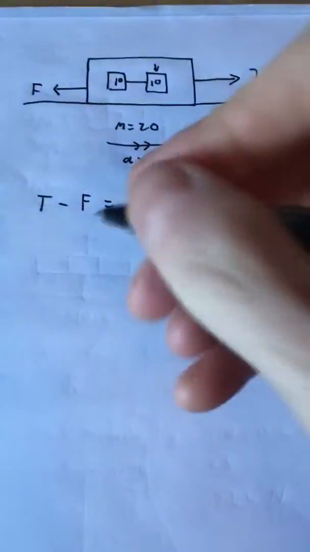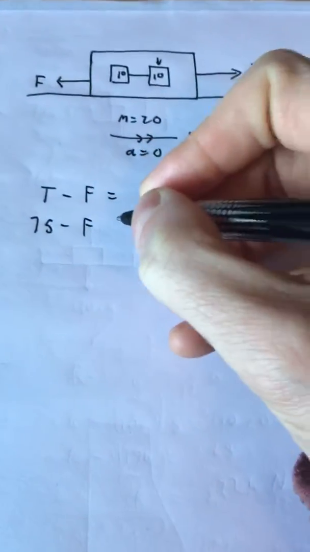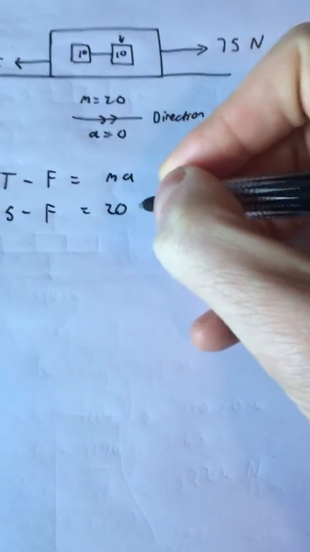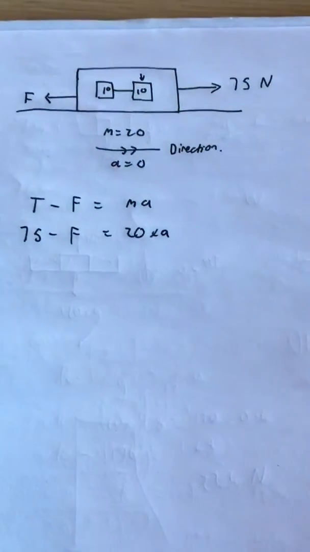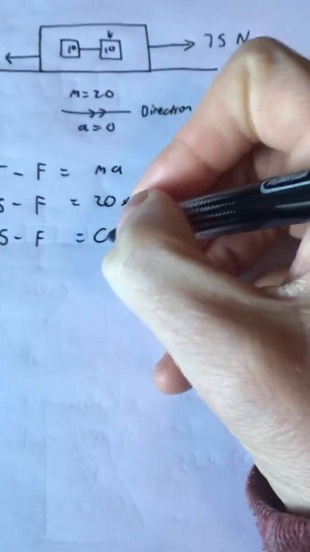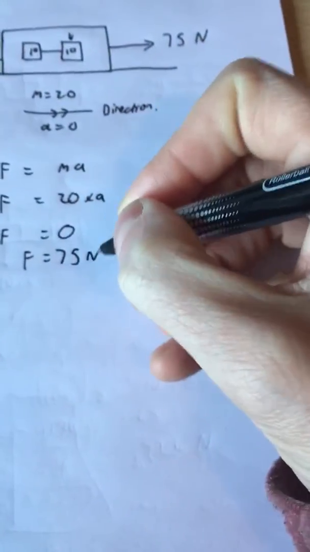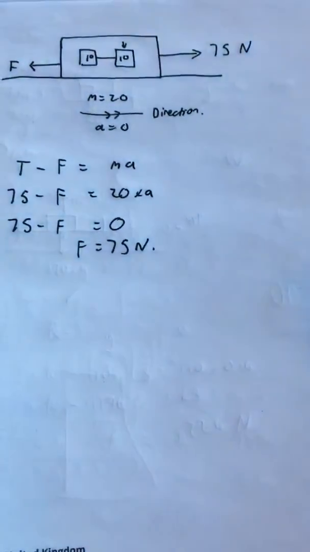Okay, now I know that T is 75, F is something I don't know, the mass is 20, and the acceleration is 0. So that means that 75 minus F equals 0. So obviously F is 75 newtons. So there's a friction of 75 newtons.